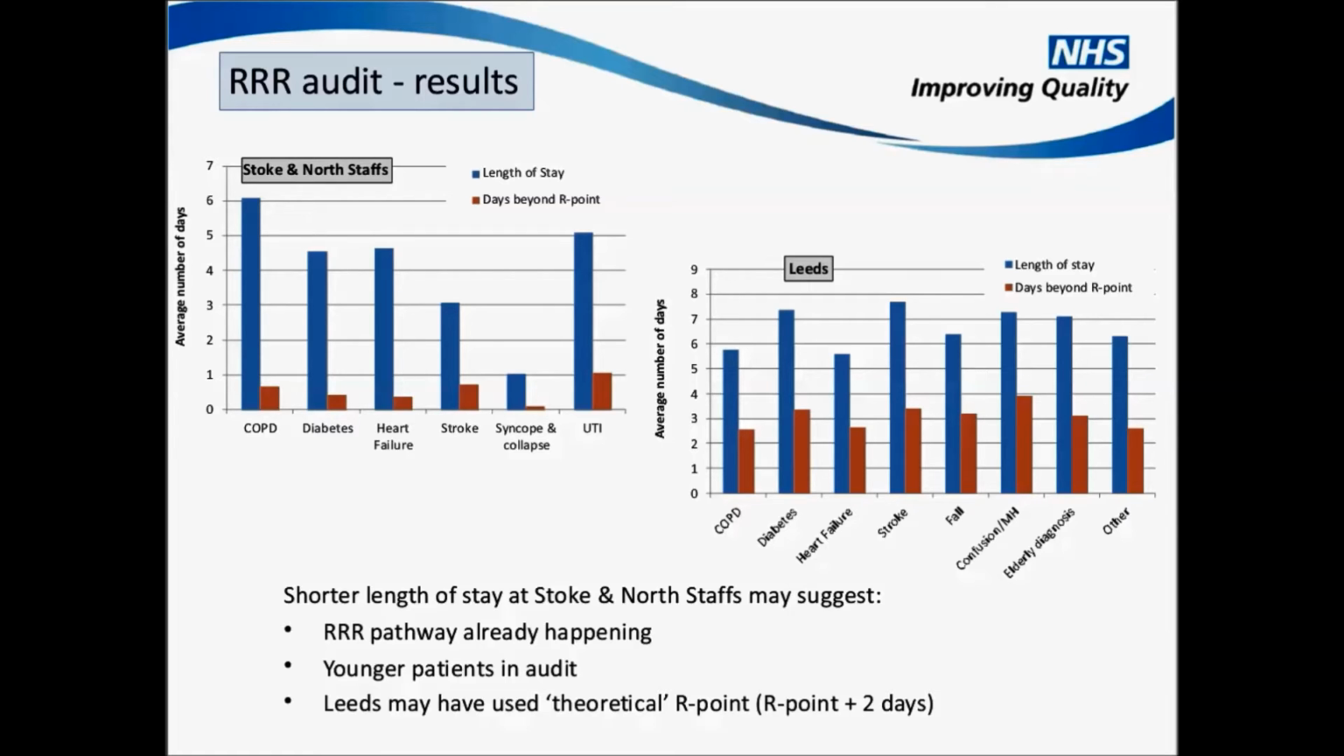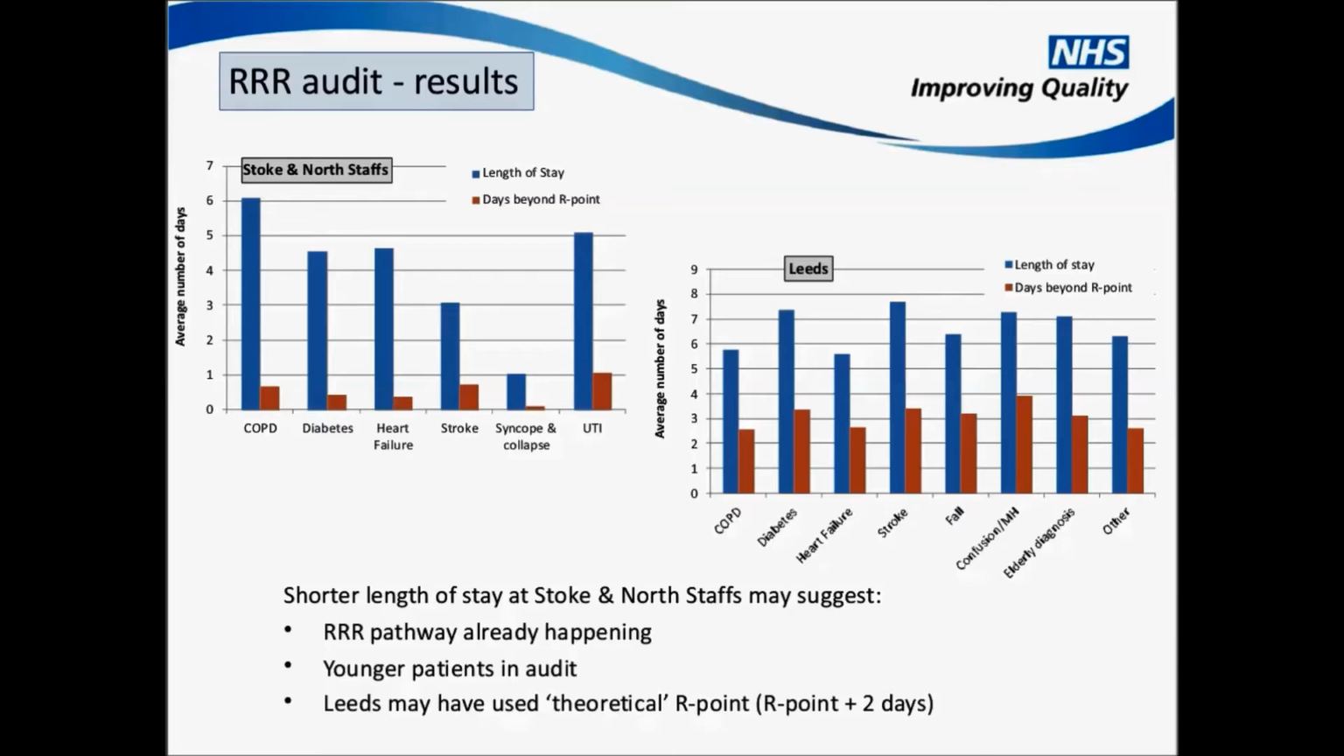I think from this data, what the early implementers were able to conclude was, well, the first thing to note is that at Stoke and North Staffordshire, the length of the RRR phase appeared to be much shorter than at Leeds. To explain this, they came to the conclusion that either at Stoke and North Staffordshire some of the RRR service was already delivered outside of acute hospital.